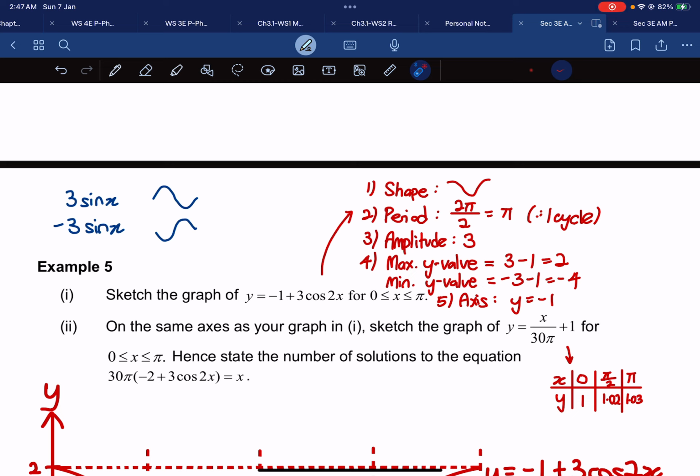Okay, so once I can identify the shape, the next part is I can get the period. Over here, my b is 2, so the period of this, because I know that this question is in radian measure, will be 2 pi over 2. I'll get the period to be pi.